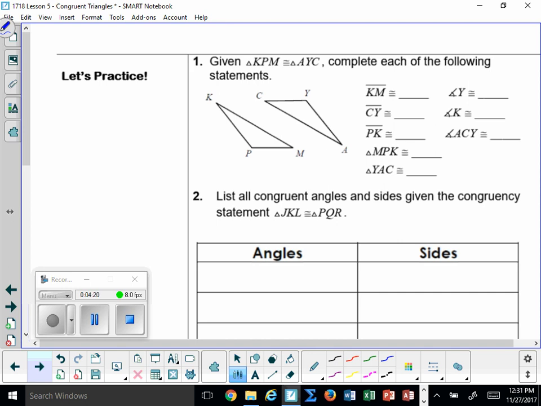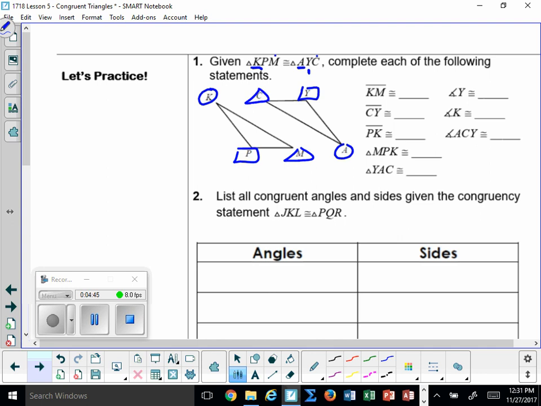So let's actually try one of these here. Given triangle KPM is congruent to triangle AYC, so K is congruent to A. I'm going to use circles. P is congruent to Y. I'm going to use a square. And then M is congruent to C. I'm going to use triangles here.